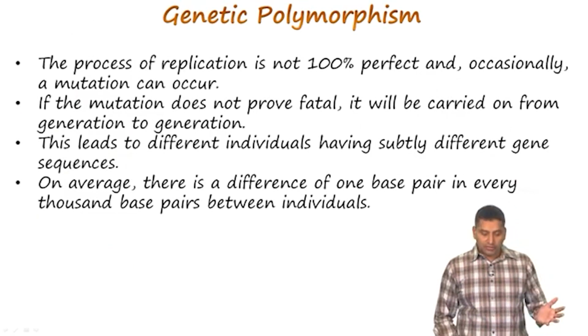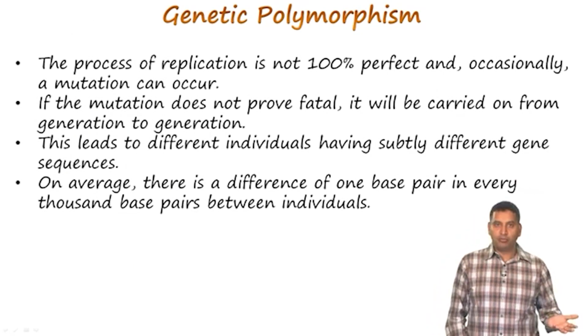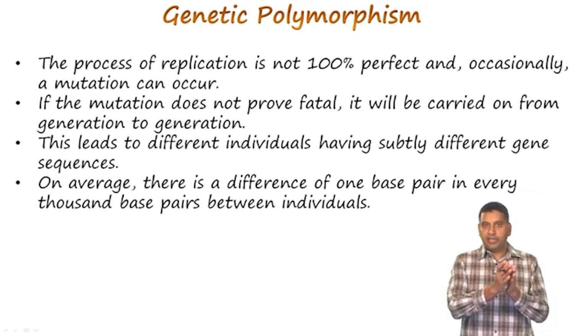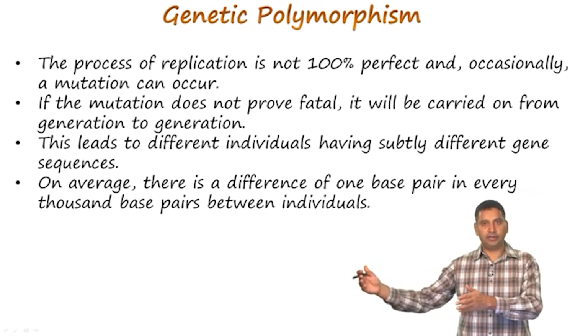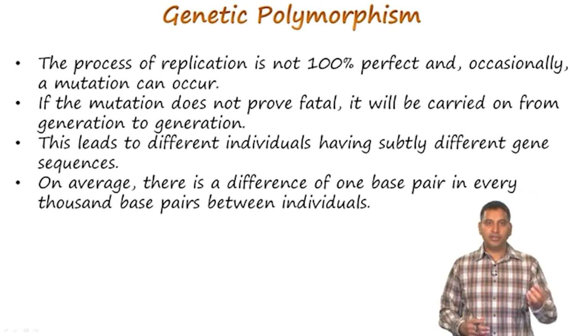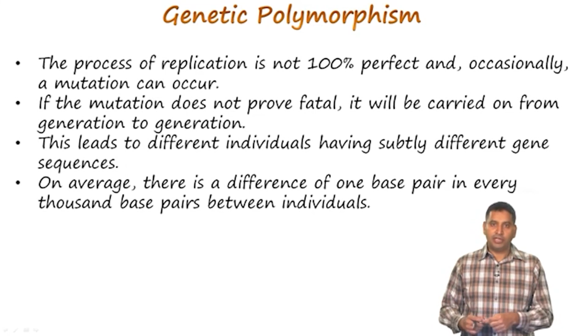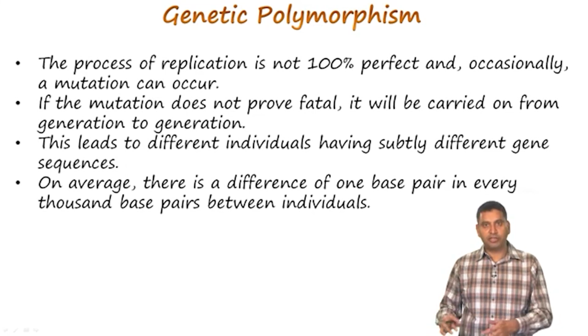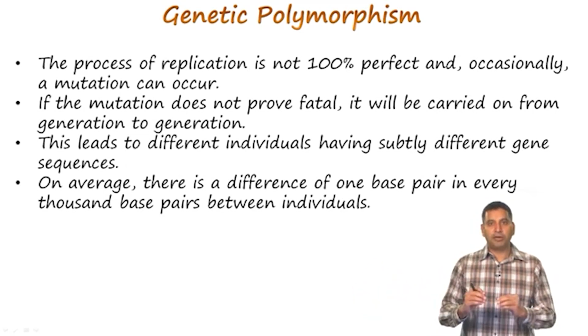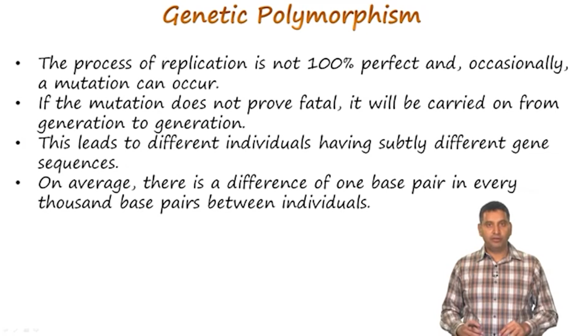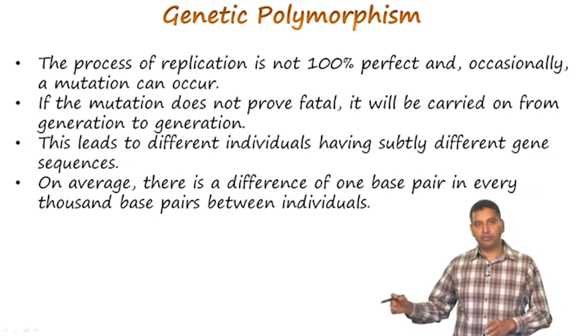Lastly, we are going to look at genetic polymorphism. Once replication occurs, that is, a DNA double helix forms two DNA double helices, occasionally this replication does not occur with 100% efficiency. That means that a mutation can occur. If this mutation is fatal, that means the cell does not survive because of it, then obviously it is not carried over to the next generation. But if the mutation is not fatal, then it can be carried from generation to generation.